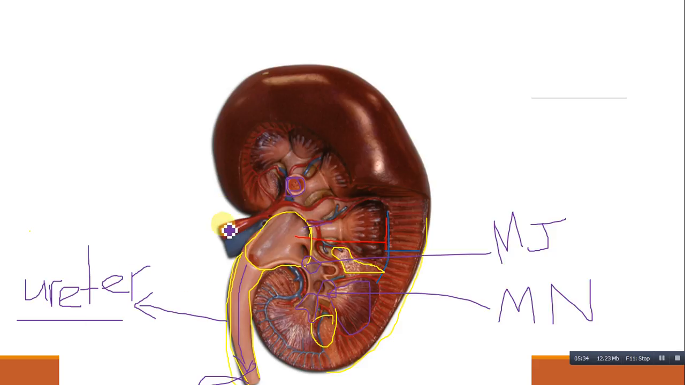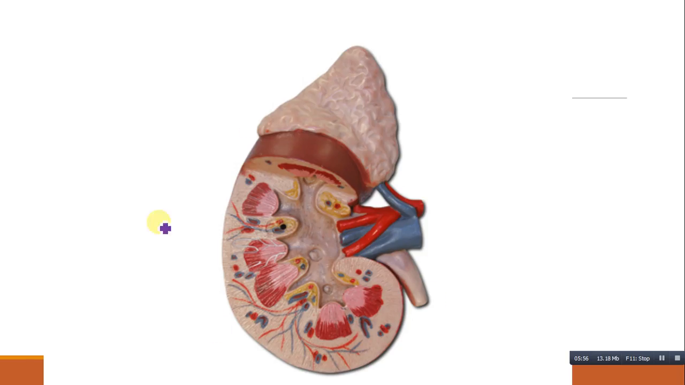Okay, and we've got this other structure that is in the cortex. It comes from the renal capsule to the renal pyramid, and it's these arteries over here, and they are called the interlobular arteries. Okay, interlobular arteries. That's all. If we go to the next image, we can see primarily the renal artery.